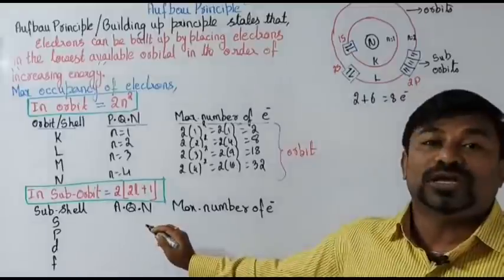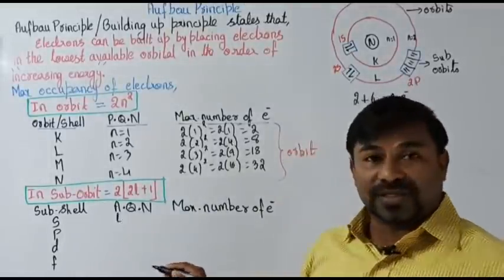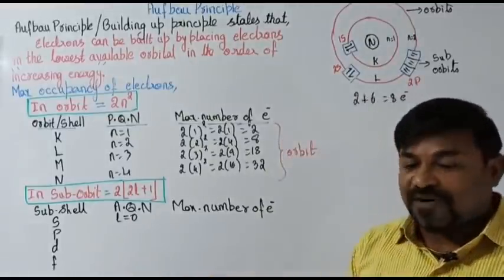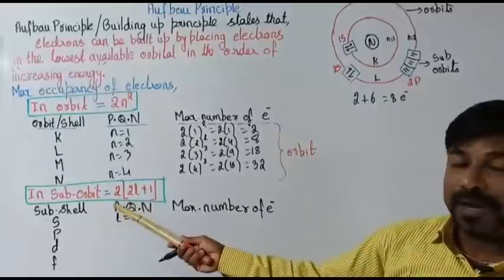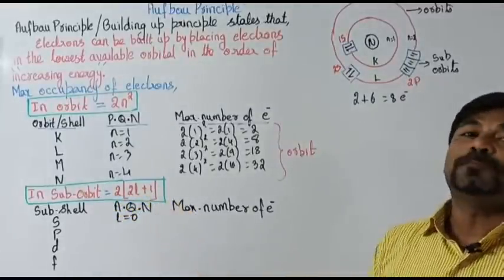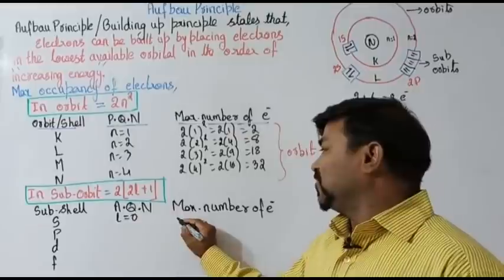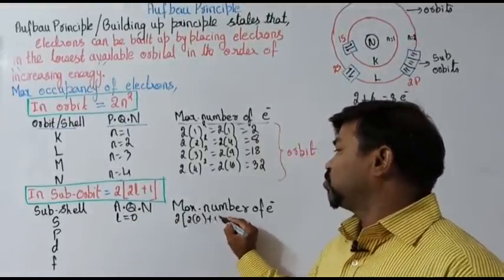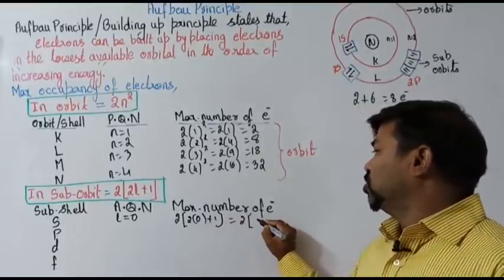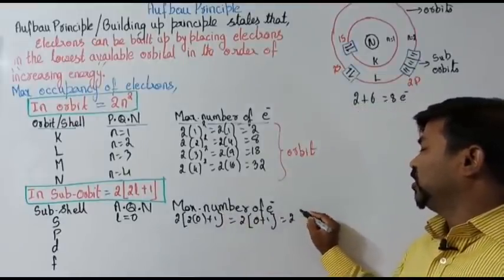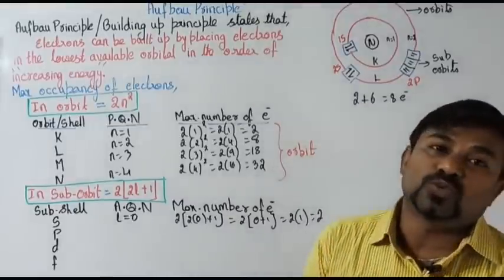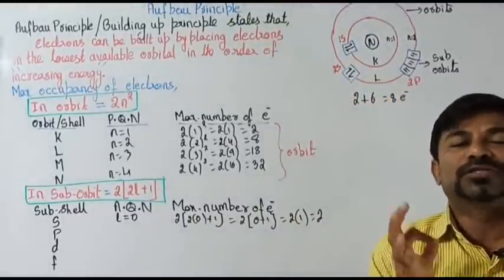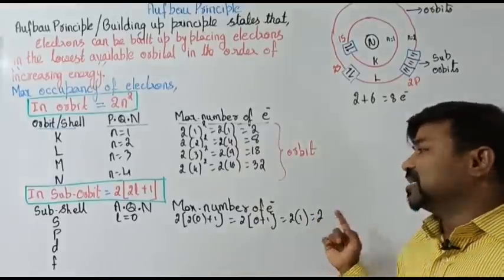L, we are taking the azimuthal quantum number, which is represented with L, and as it is subshell, for s it is L is equal to 0. And the formula we are getting in each subshell is 2 into (2L plus 1). So if you plug in the L value, we are getting 2 into (0 plus 1), which is nothing but 2 into 1, which is nothing but 2. That is, in each s orbital, how many electrons are there? There are 2 electrons. Maximum number of electrons in the s orbital is nothing but 2.